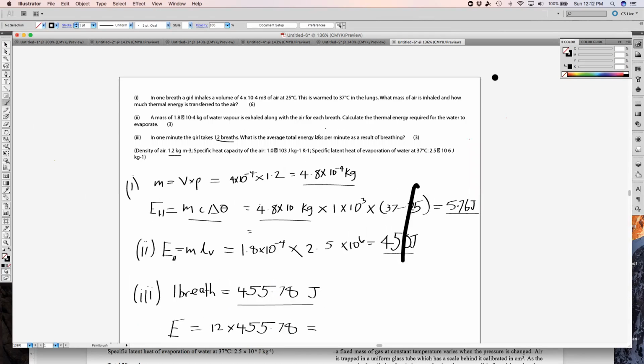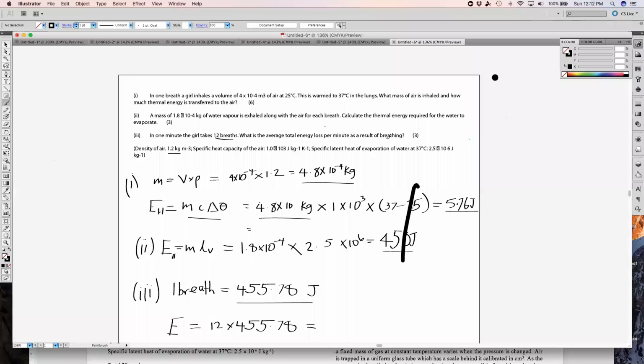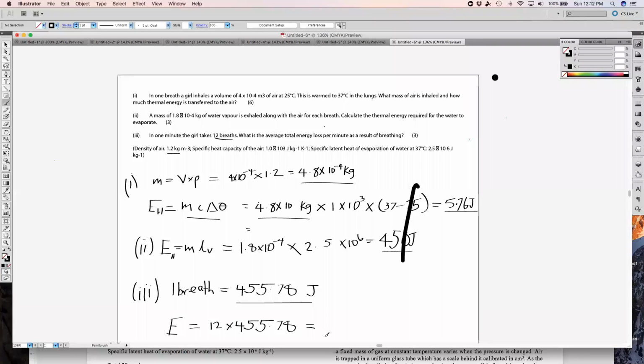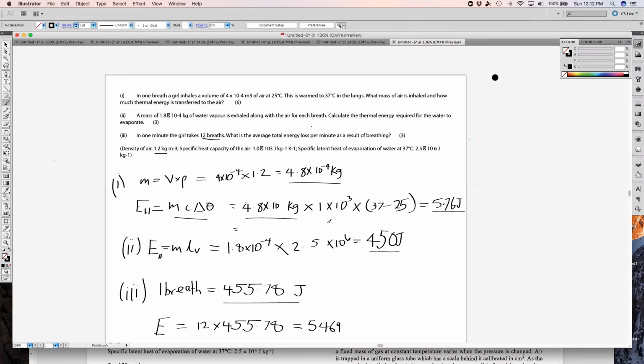In 1 minute a girl takes 12 breaths. What's the average total energy loss per minute as a result of breathing? Right? 5,469. Again, when we write answers, we have to write it to the appropriate number of significant figures. And you see this data is given to 2. So although this is the one we see on the face of the calculator, we should make our answer into 2 significant figures, which would be 5,500.